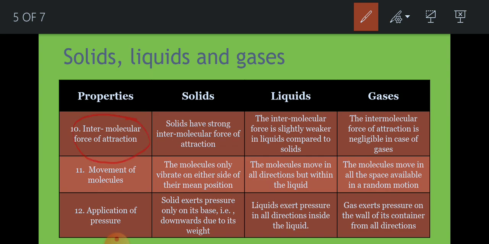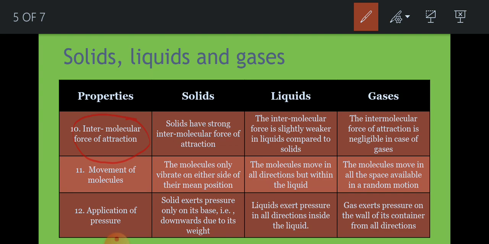Now let me discuss the next property, the 10th property, intermolecular force of attraction. So what is intermolecular force of attraction? The force of attraction or repulsion. Not only attraction, also repulsion. The force of attraction or repulsion which acts between neighboring particles. And what type of particles? It can be atoms, molecules or ions. That force of attraction or repulsion is known as intermolecular force of attraction.